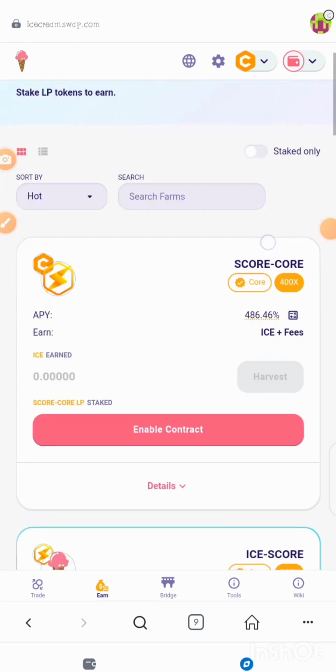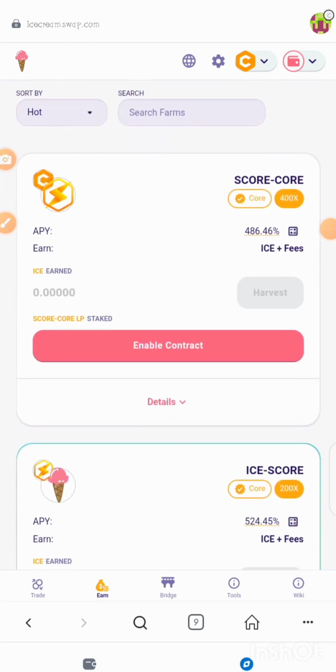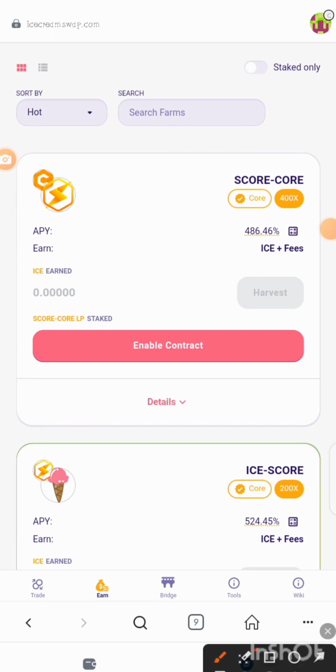Now if you look at this farm, there are different kinds of farming that we can see here. This is core versus S core. If you don't know what S core means, S core is just like a wrapped core, the same way we have wrapped BTC and wrapped Ethereum. In ice cream swap, they call it S core. You cannot use S core in another decentralized exchange because they are not supporting it, except the ones that support S core. So S core is only used on ice cream swap.